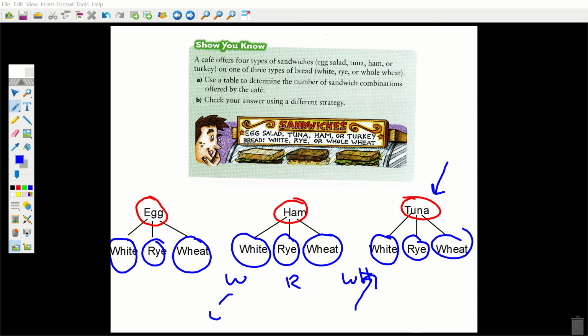And then the way you calculate the total number of possible outcomes is you would take your last line and add it up. So you have 1, 2, 3, 4, 5, 6, 7, 8, 9. So in this particular case, you would have a grand total of 9 outcomes that could possibly happen with these sandwich choices.